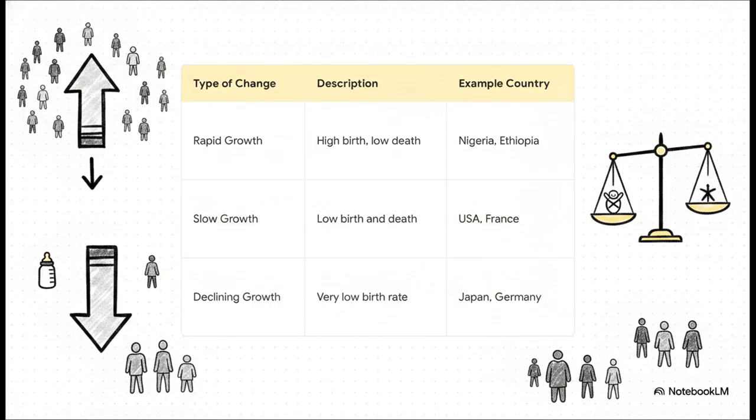Then, we have slow growth, where both birth and death rates are quite low and balanced, kind of like what we see in the USA and France. And finally, declining growth. This happens when the birth rate drops incredibly low, causing the overall population to actually shrink, which is currently the reality for nations like Japan and Germany.